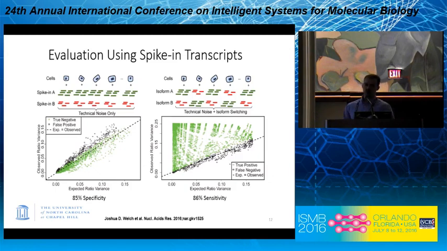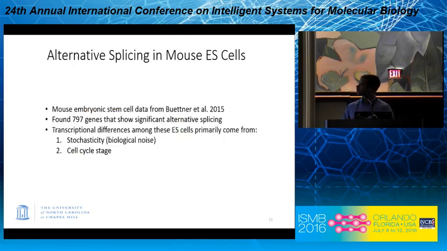To construct a set of true positive test cases, we took, again, a pair of spike-in transcripts, but in this case, we swapped half of the measured expression levels across the set of cells. So in this case, we have technical noise and simulated isoform switching. And when we ran SingleSplice on all pairs of spike-in transcripts constructed in this way, we found 85% specificity and 86% sensitivity.